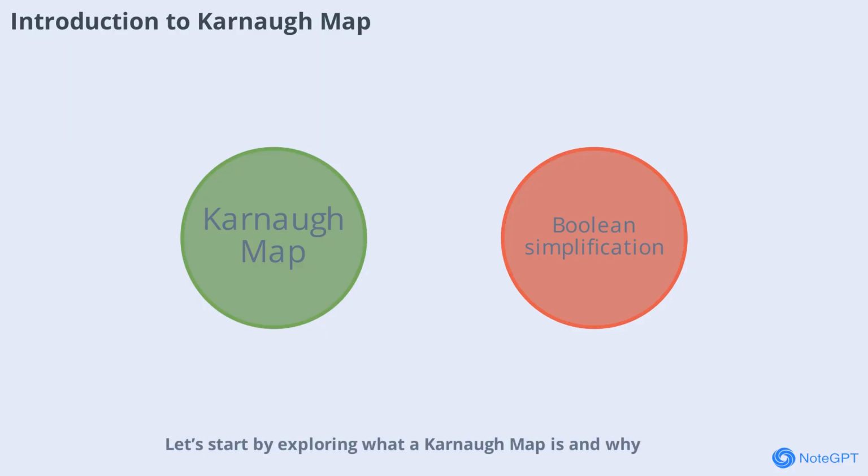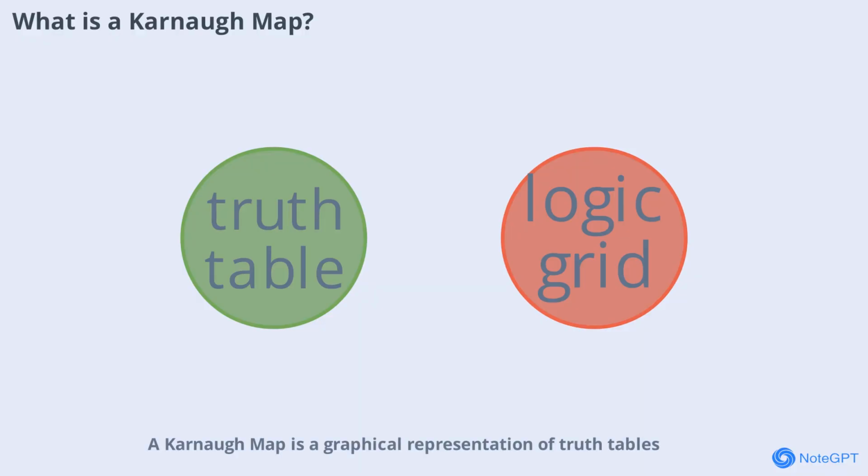Let's start by exploring what a Karnaugh map is and why it's so valuable in the field of electronics and computer science. A Karnaugh map is a graphical representation of truth tables. Instead of listing out all possible combinations in a table, the K-map arranges them in a grid, making patterns and simplifications much easier to spot. Each cell in the map corresponds to a possible combination of input variables, and the value inside the cell represents the output for that combination. This visual approach helps us quickly identify groups of ones or zeros, which can then be combined to simplify logic expressions. The K-map is especially useful for functions with up to 4 or 5 variables.